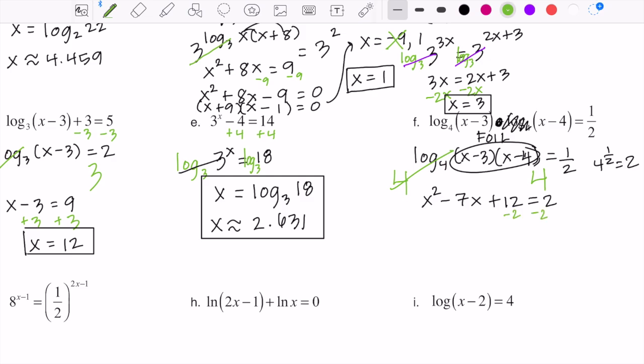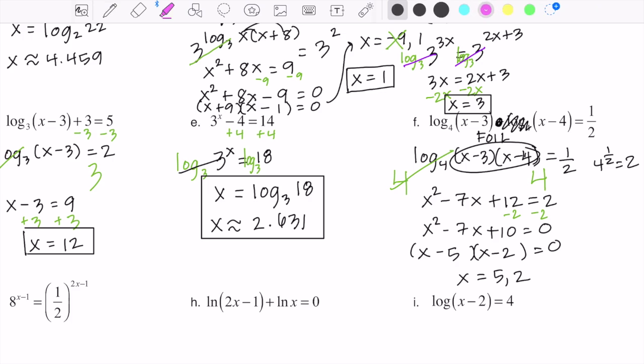Subtract 2 from both sides. X squared minus 7x plus 10 equals 0. T-chart. And I get x equals 5 and 2. Before I can deem those correct answers, I need to plug them into the arguments.